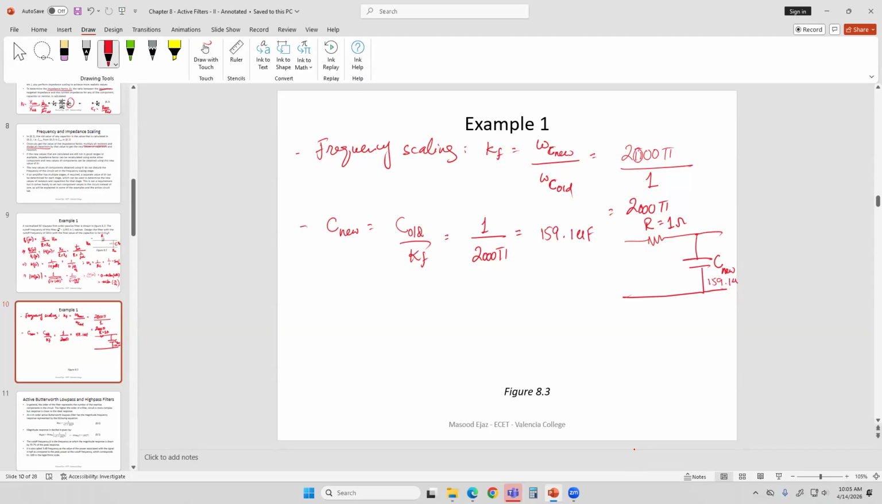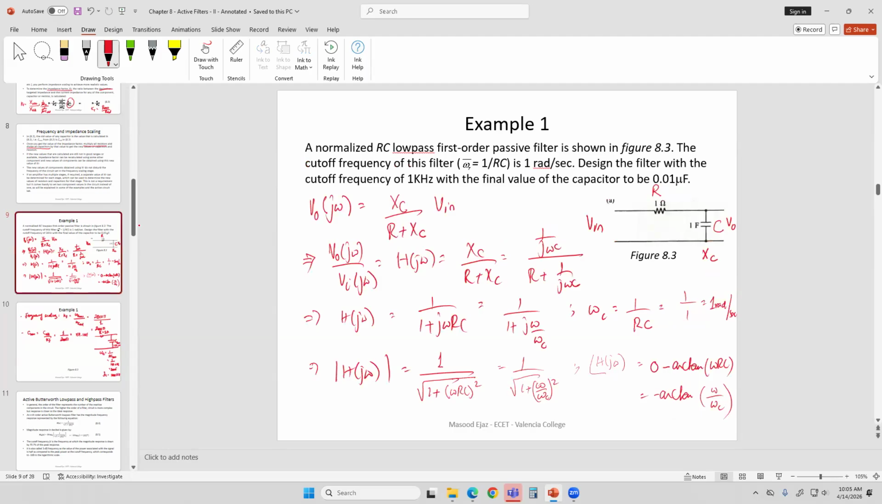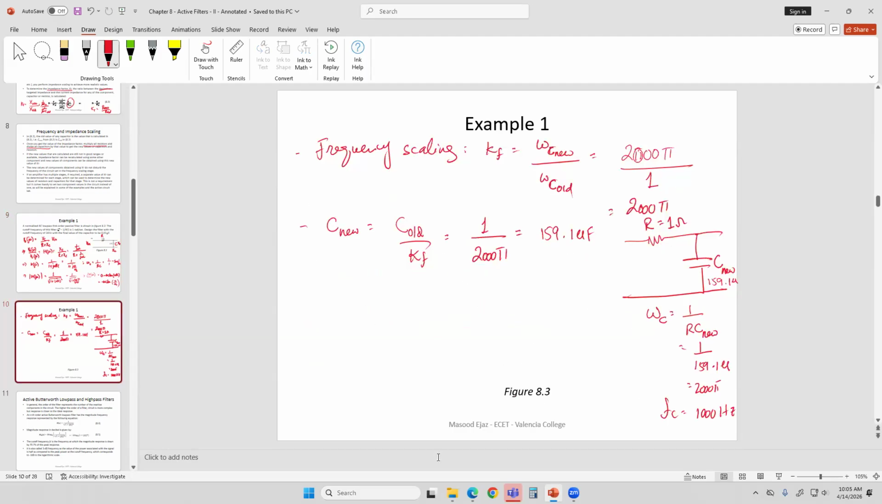So the cutoff frequency for this one, we calculated already. The cutoff frequency is going to be omega cutoff is 1 over RC, and that's going to be 1 over 159.1 micro, which is going to give you 2000 pi, which means that the cutoff frequency you have now successfully set to 1000 hertz. That's what we have to do, right? 1 kilohertz. So the cutoff frequency is set.